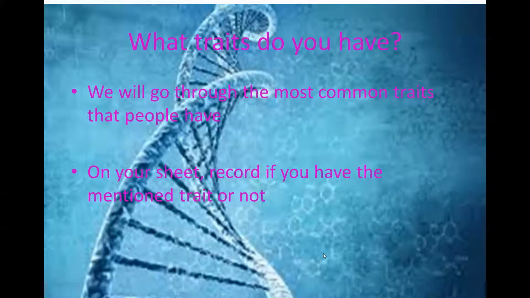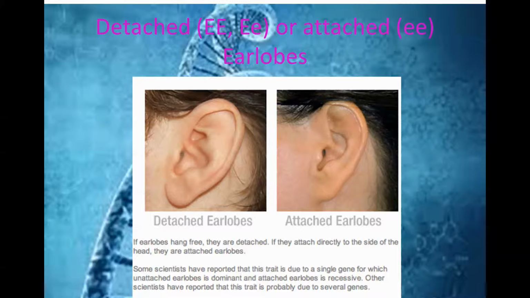Okay, so now we're going to go through the different traits that you guys have. I'm going to go through the common traits that people have, and on a sheet you need to record which traits you have or do not have. Okay, so detached ears. If they are detached, they are dominant, and if they are attached, they are recessive. So when they're detached, they kind of hang free from your ear. And then if they're attached, see how it just kind of attaches straight onto your skin.